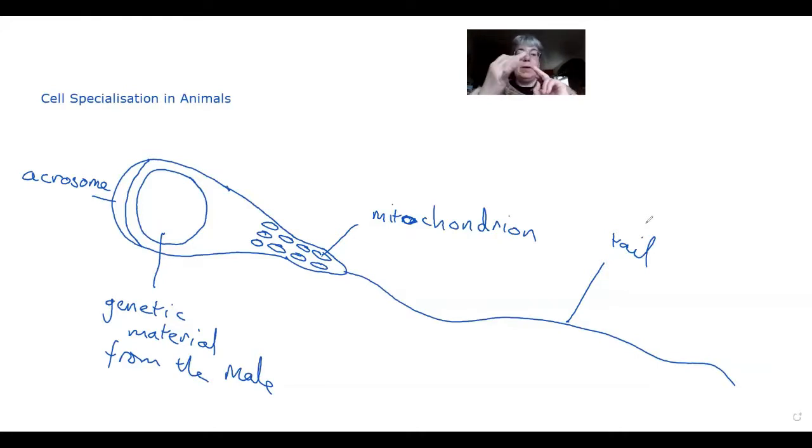It's got the tail for swimming. It's got an acrosome, and it carries the male genetic material. So it's half the normal chromosome number. Again, we'll revisit that when we do meiosis.